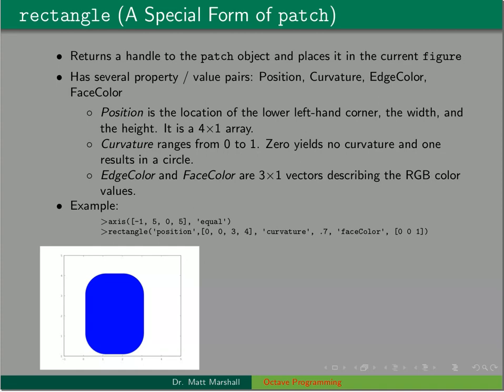And here's the result. So here's the axes set by the axis function, and then here's the rectangle that we get. And you can see the result of the 0.7 curvature. The width is 3, height is 4, and then the position is at 0, 0 for the lower left-hand corner. So that would be more clear if the curvature was set to 0. And then we have a blue rectangle, and then there's no edge color specified.